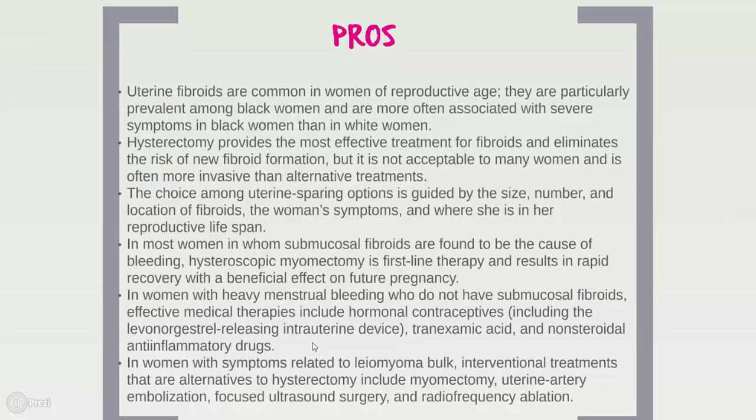The choice among uterine-sparing options is guided by the size, number, and location of fibroids, the woman's symptoms, and where she is in her reproductive lifespan. In women with symptoms related to leiomyoma bulk, there are interventional alternatives to hysterectomy, including myomectomy, uterine artery embolization, focused ultrasound surgery, and radiofrequency ablation.